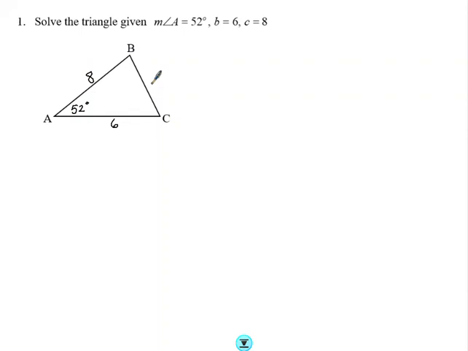So first, let's try to find side A. We're going to use the first version of the law of cosines. We have that a squared equals b squared plus c squared minus 2bc cosine of angle A.